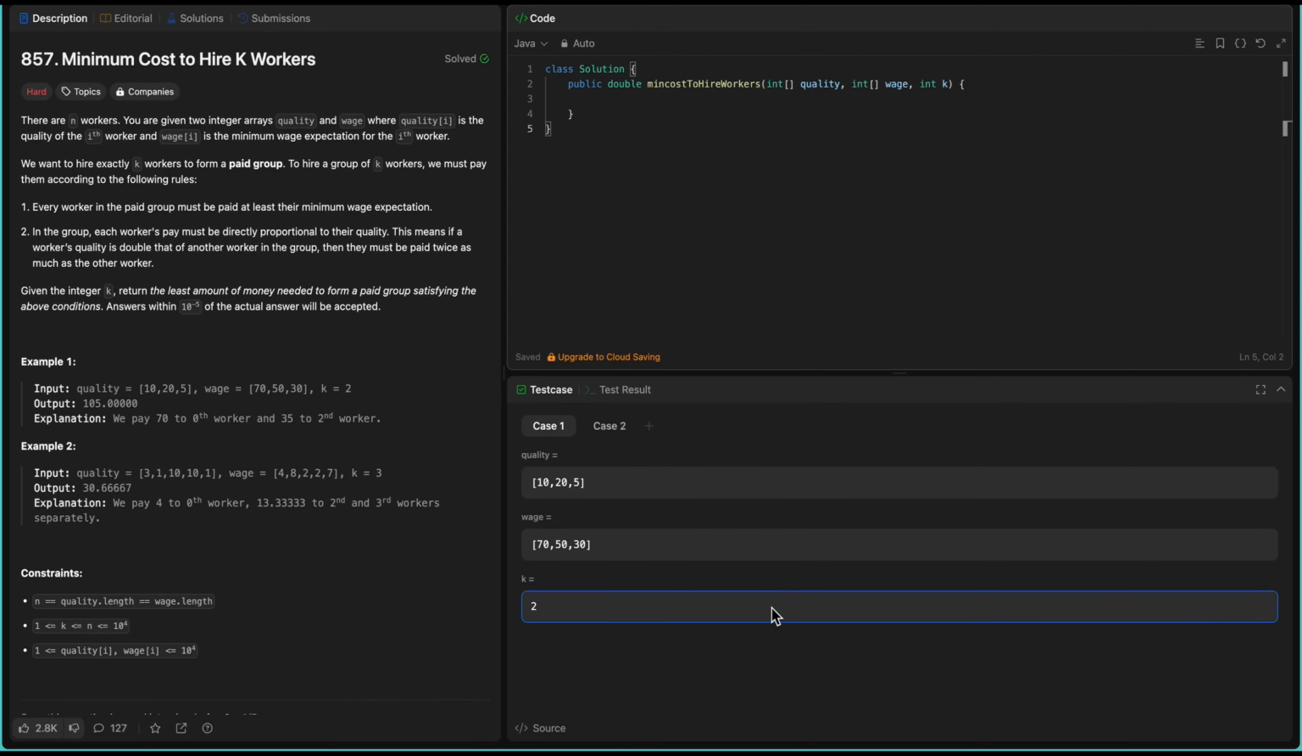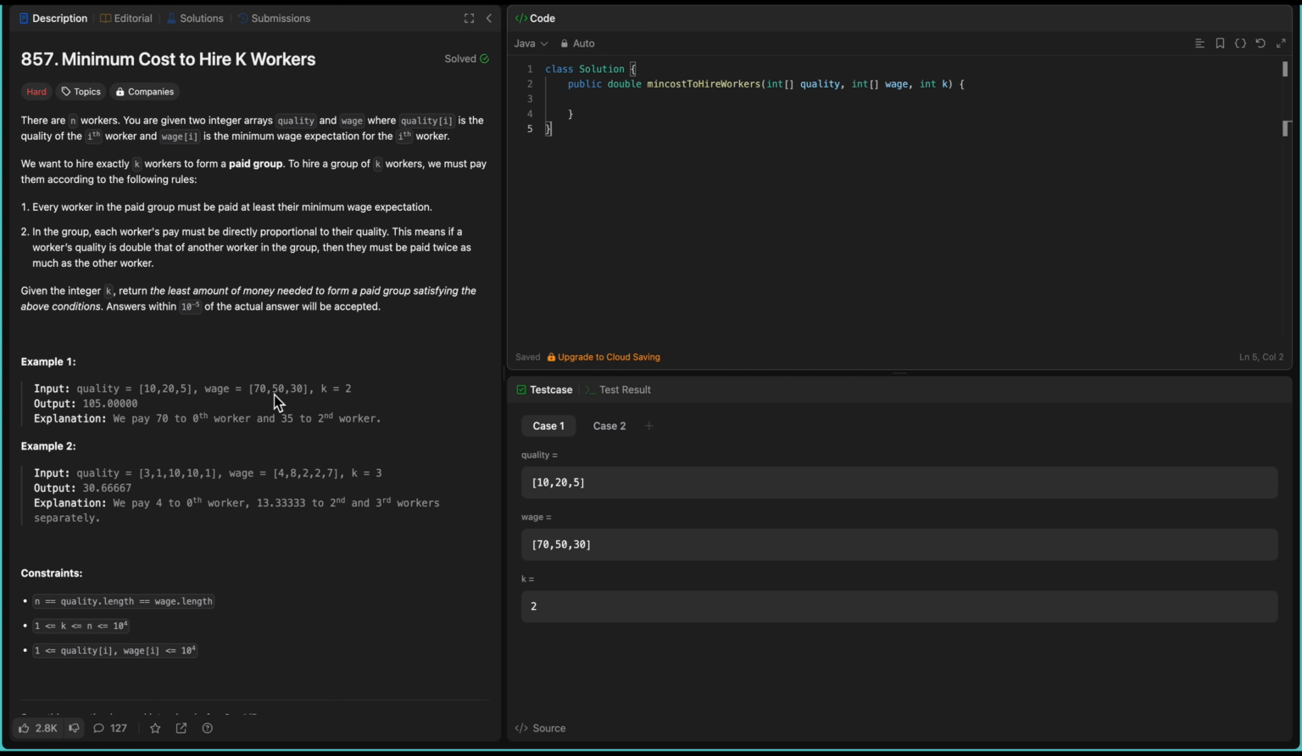Hello everyone, let's talk about the hard problem on Leetcode today. Minimum cost to hire K workers, Leetcode 857. In this problem, what we are given are n workers and two integer arrays. One is the quality and another is the wage.